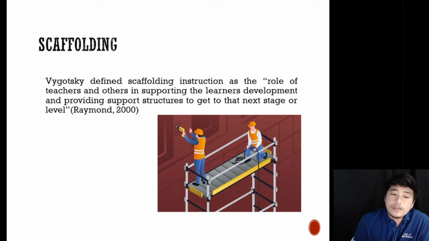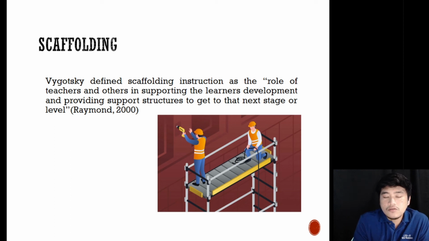So as this scaffold or as the adult, hindi mo na siya kailangan tulungan or hindi ka na niya kailangan kasi he or she is independently capable of doing such tasks. So for example, riding a bicycle. So we have an example, we have a father and a son. A father teaching a son how to ride a bicycle.